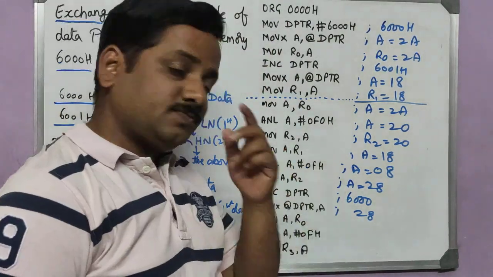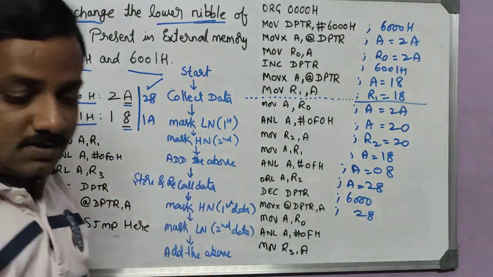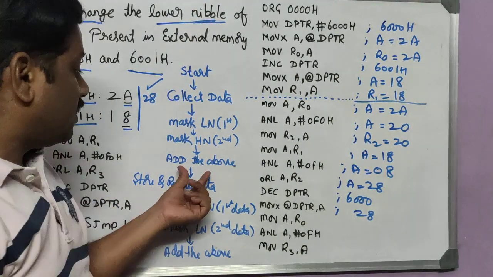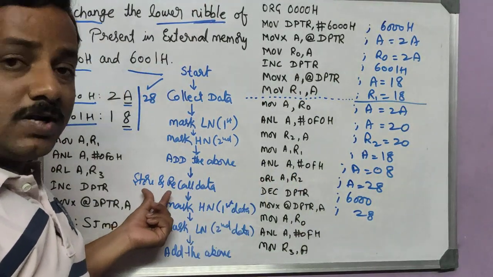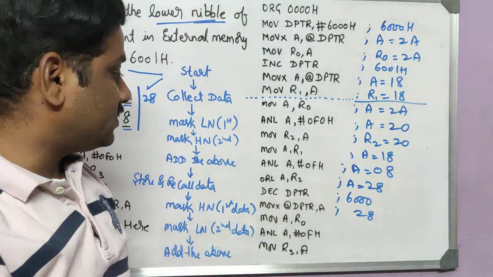So after that, one number has been changed. Now I should get 1A here. Till now we didn't get that. So for that, what you have to do? See, after doing this, what have I done? Store and recall the data. Now storage has been done. Now recall the data. So where is the first data and second data?